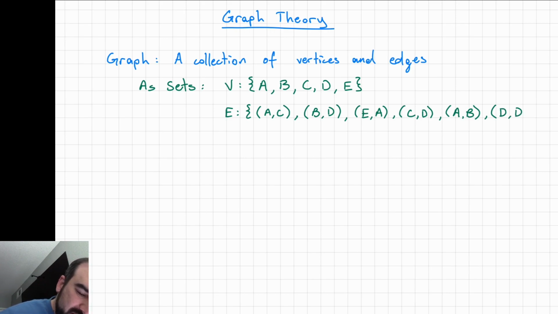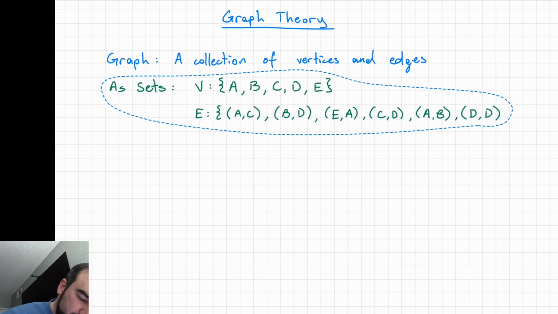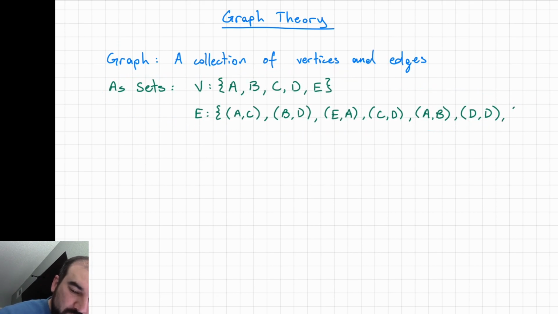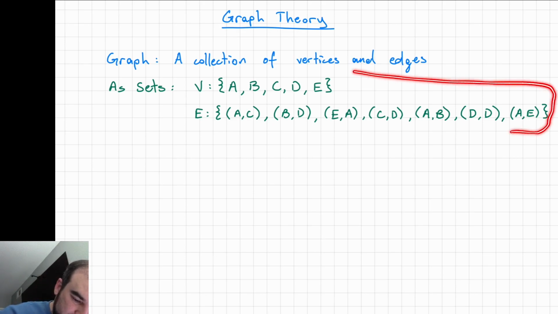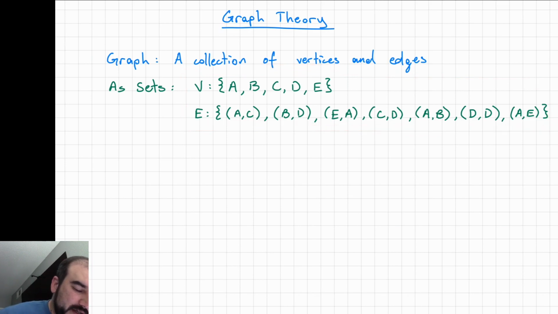D comma D can be another edge. And then we'll do one more. We'll say A comma E. So, as sets, this is how we can write a graph. So this, right here in the box, is a graph for all intents and purposes, right? So if you see this, that is an example of a graph.